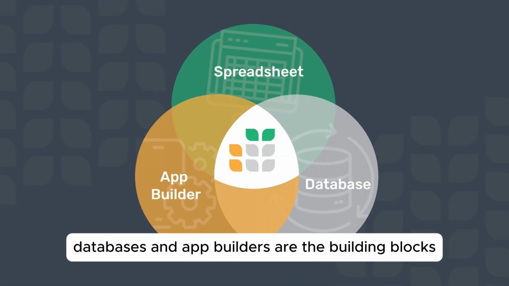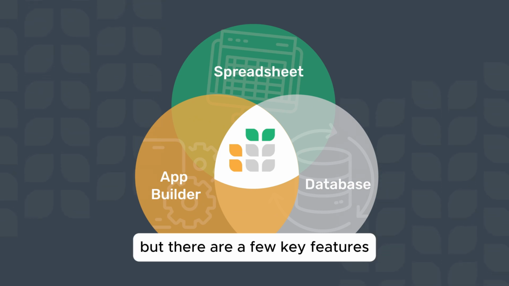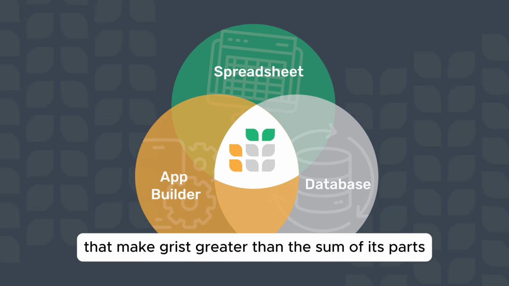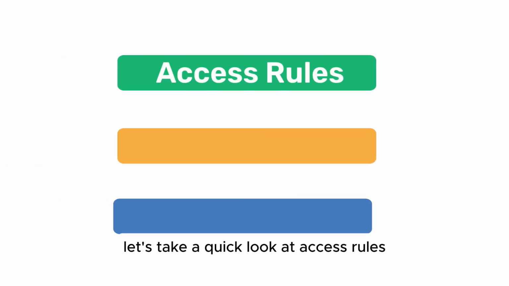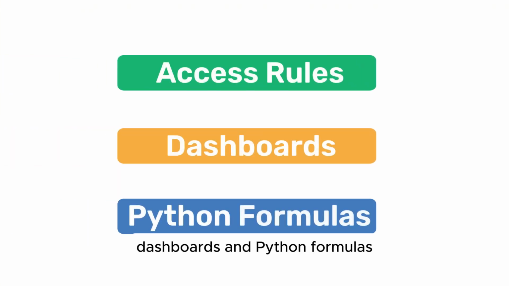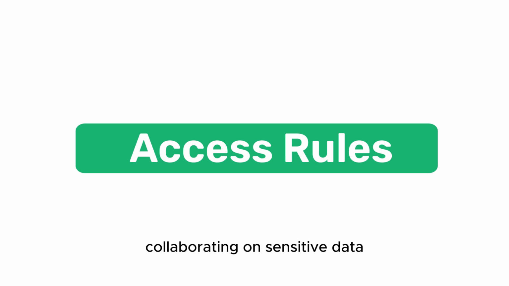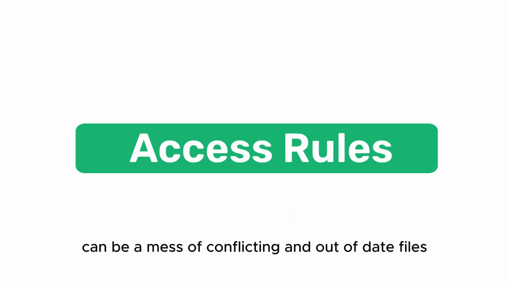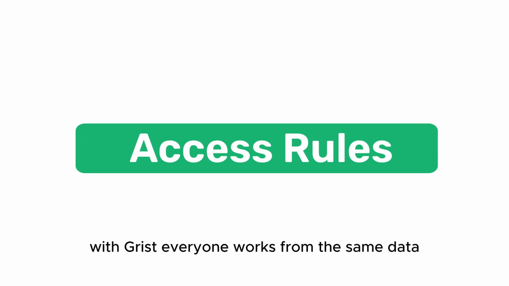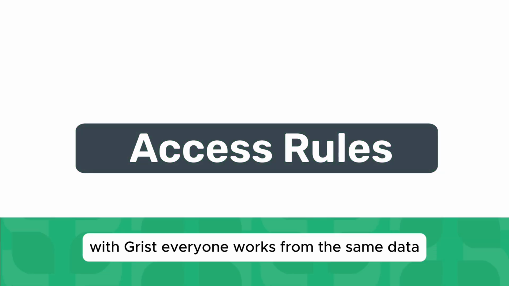Spreadsheets, databases, and app builders are the building blocks, but there are a few key features that make Grist greater than the sum of its parts. Let's take a quick look at access rules, dashboards, and Python formulas. Collaborating on sensitive data with a normal spreadsheet can be a mess of conflicting and out-of-date files. With Grist, everyone works from the same data.